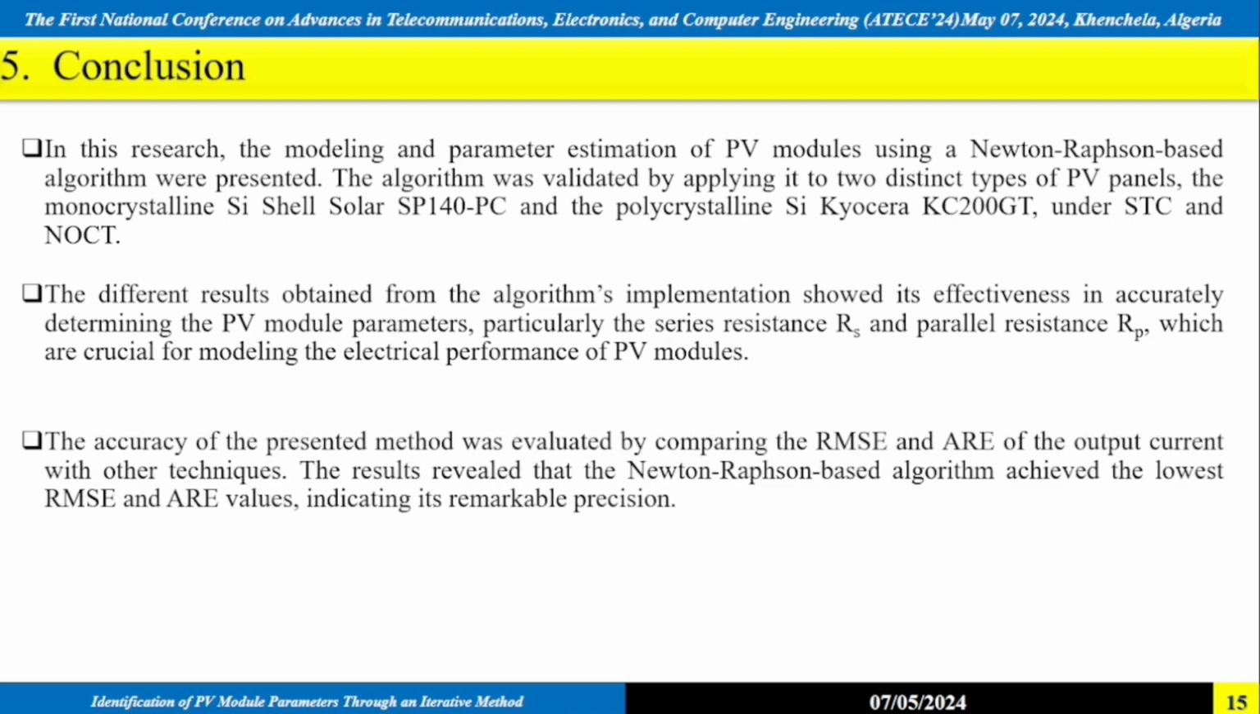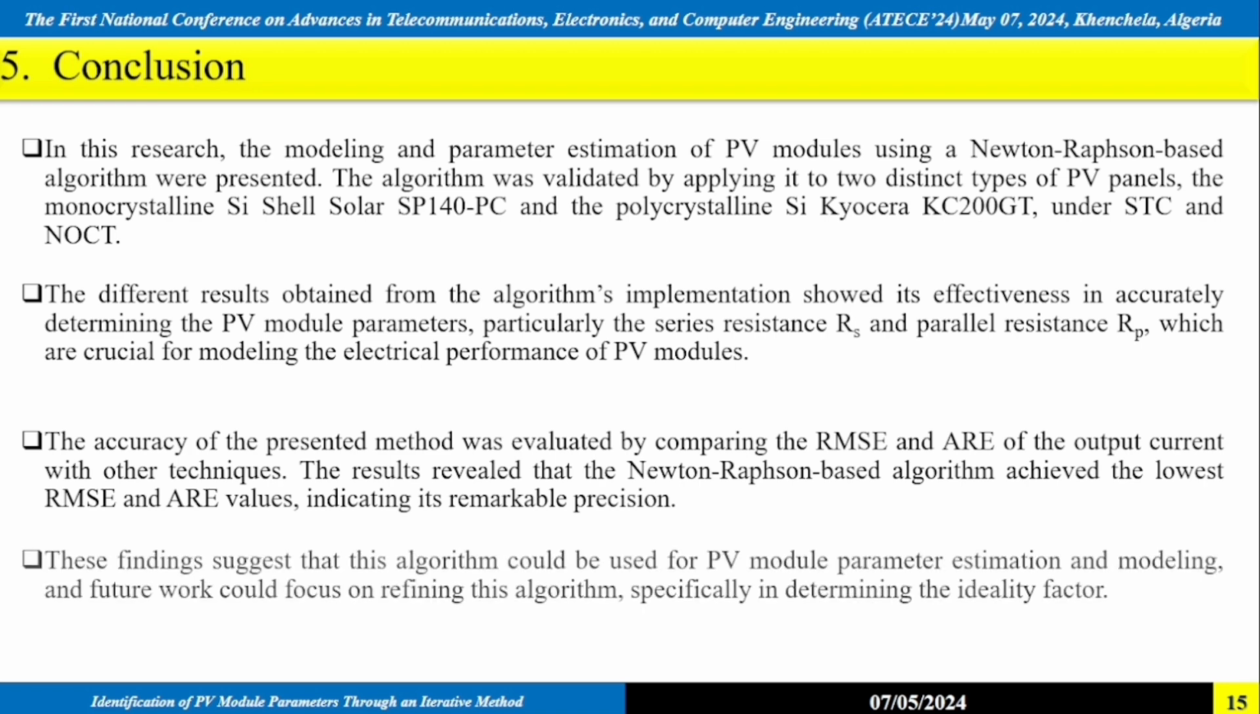The accuracy of the presented method was then evaluated by comparing the RMSE and ARE values of the output current with two other techniques, and the results revealed that the Newton-Raphson based algorithm achieved the lowest root mean square error and average relative error among the others, indicating its remarkable precision. Finally, these findings suggest that this algorithm could be used for PV module parameter estimation and modeling, and future work could focus on refining this algorithm, specifically in determining the ideality factor.